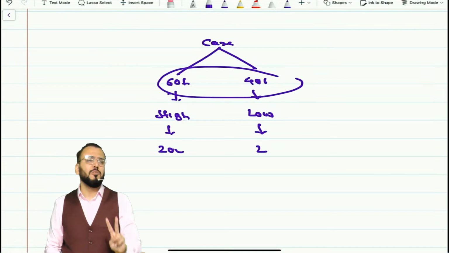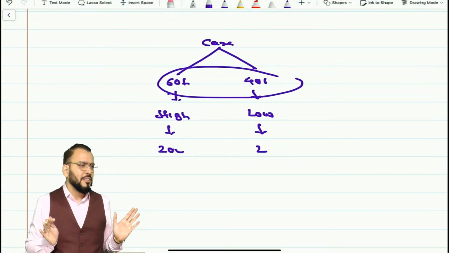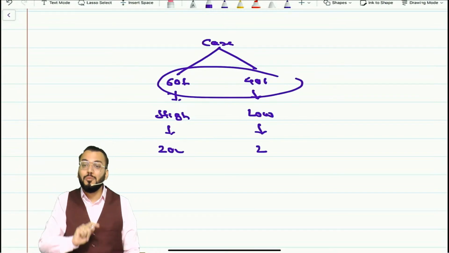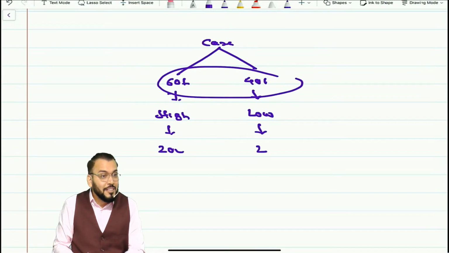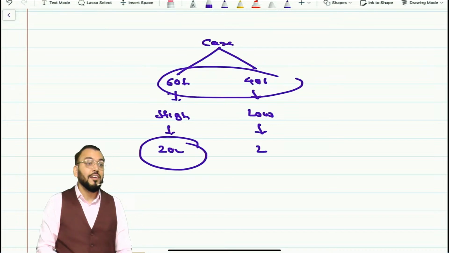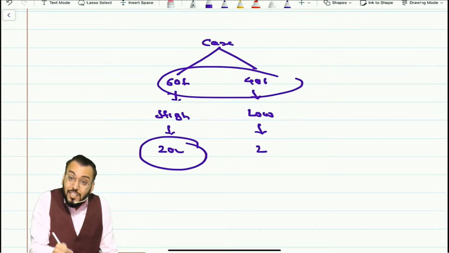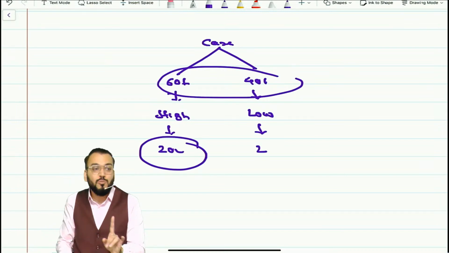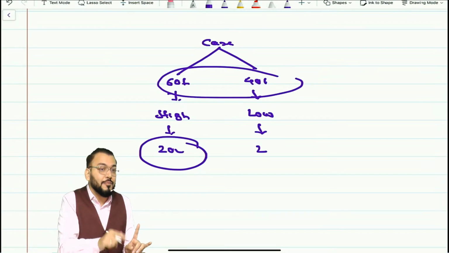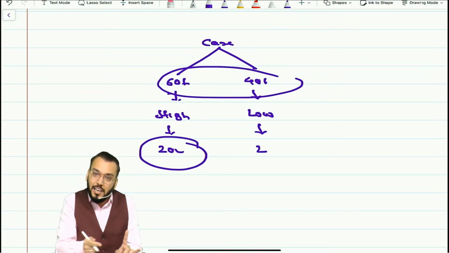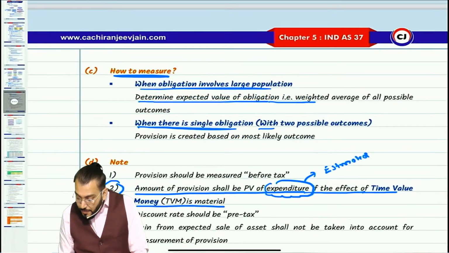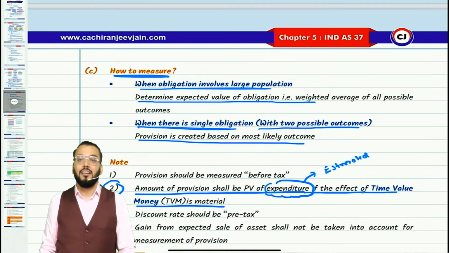Whenever there are two possible outcomes, normally we don't do an average. Then they are saying the most likely outcome will be the amount of provision. What is the most likely amount? So you should create a provision of what? 20 lakh. So the most likely amount will become the amount of provision. This will become the most likely outcome method. Understood? Correct? So what they are saying, just see. When there is a single obligation with two possible outcomes, provision is created based on the most likely outcome.